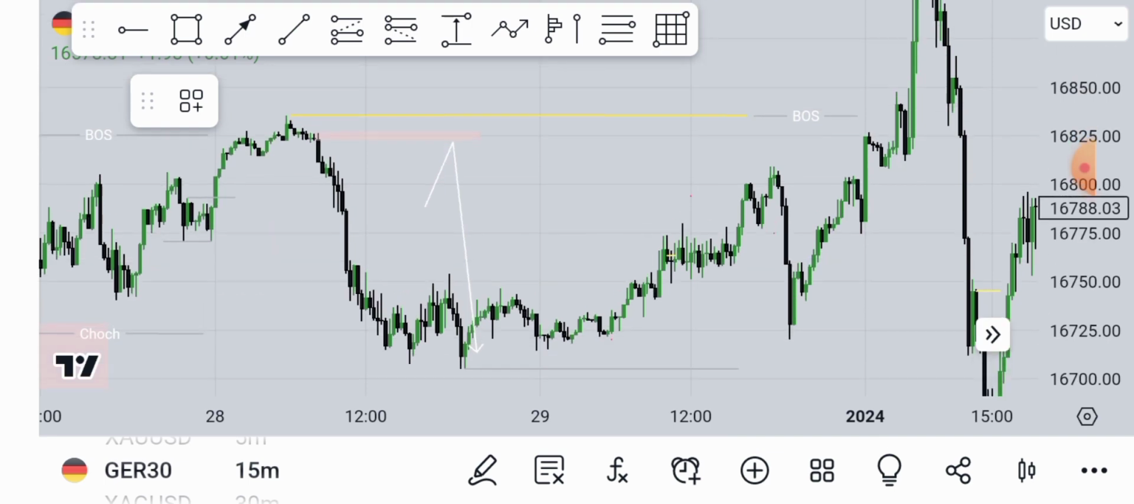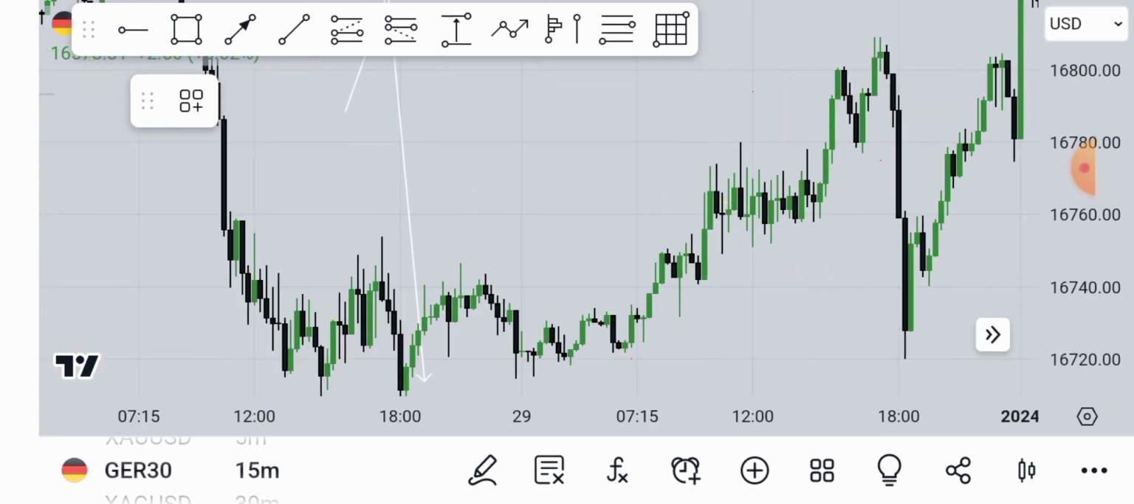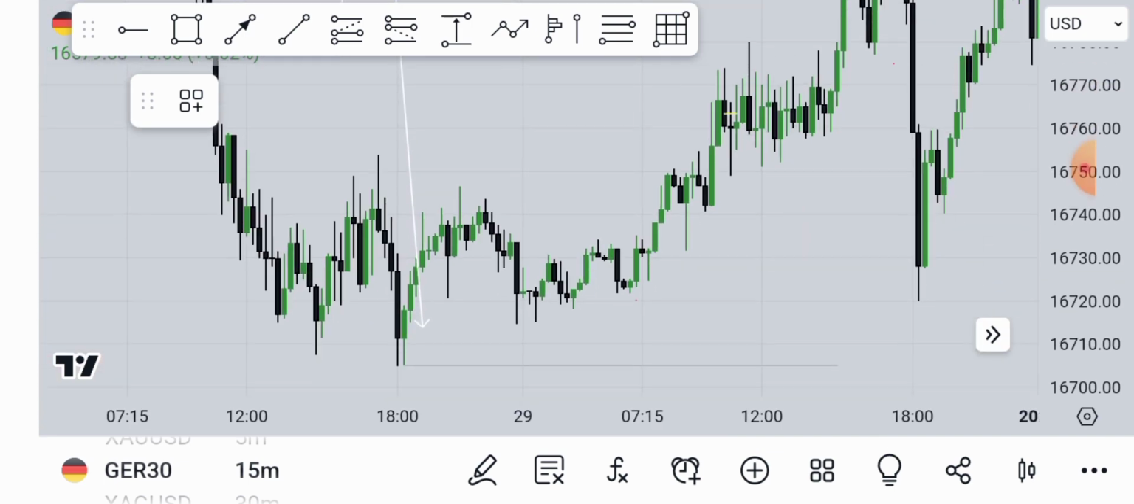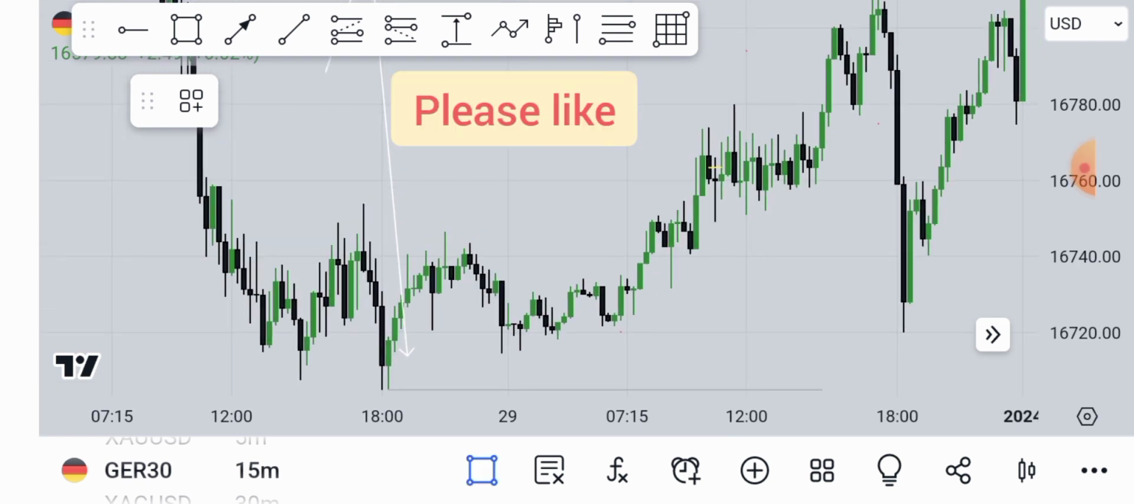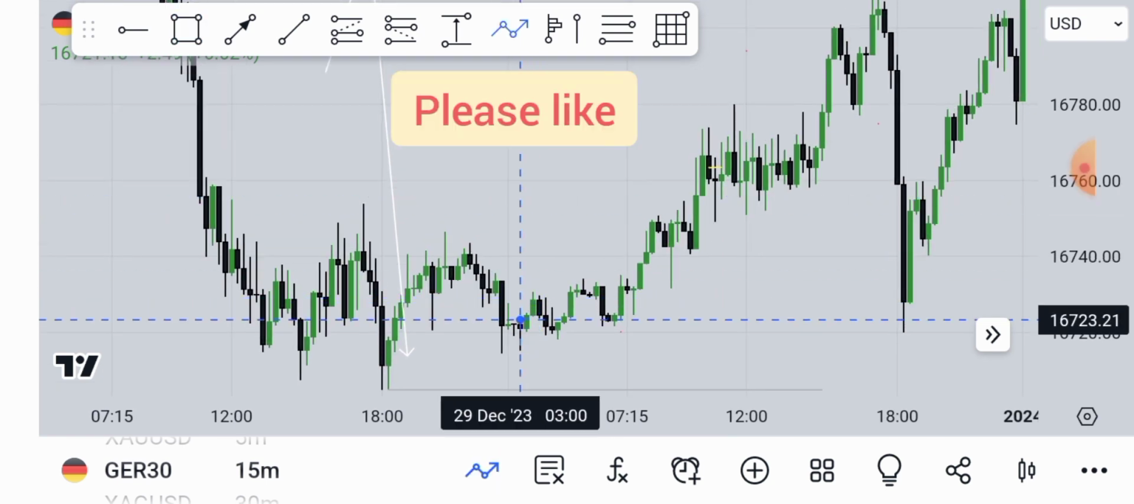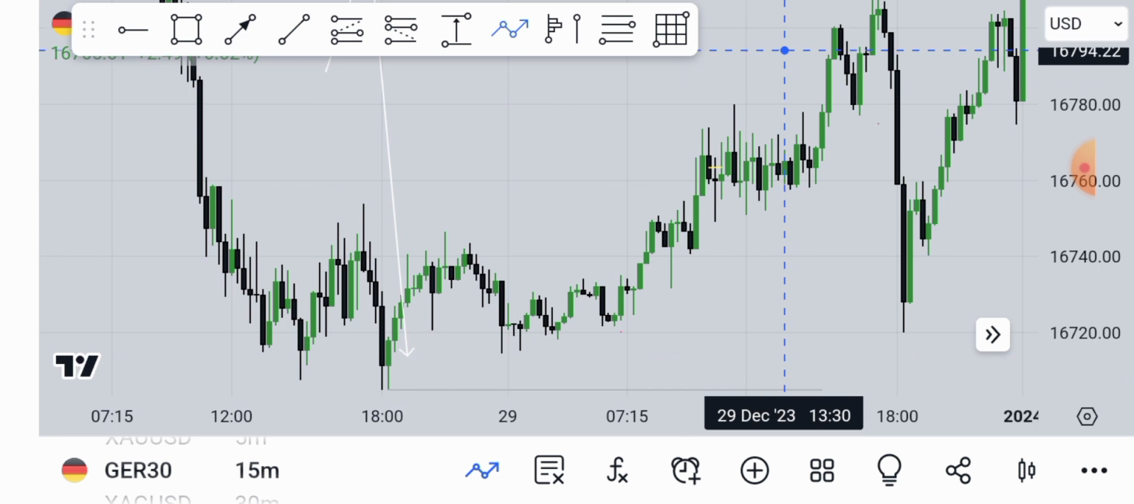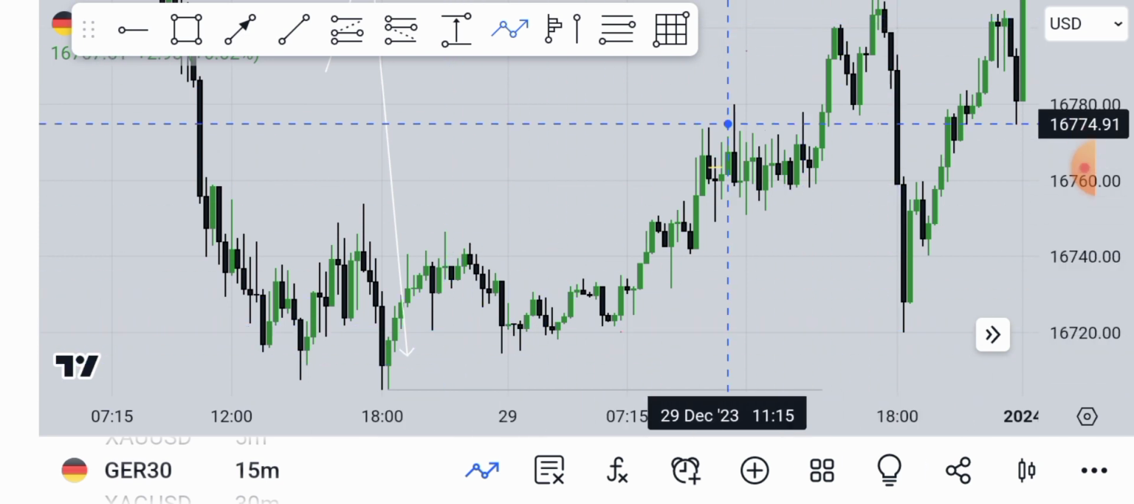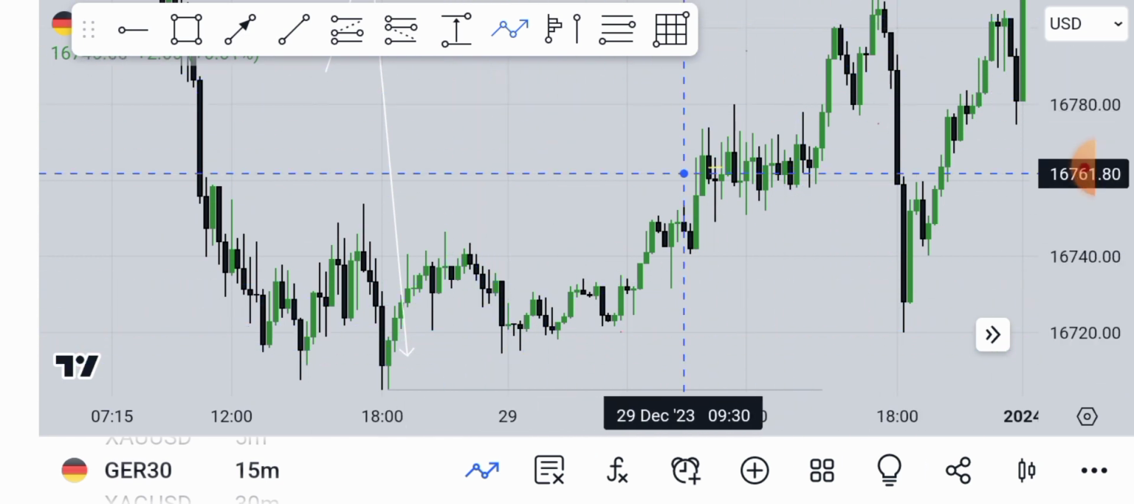Okay, we are going to be using this uptrend there, from this low to this high. This is what we are going to be using.